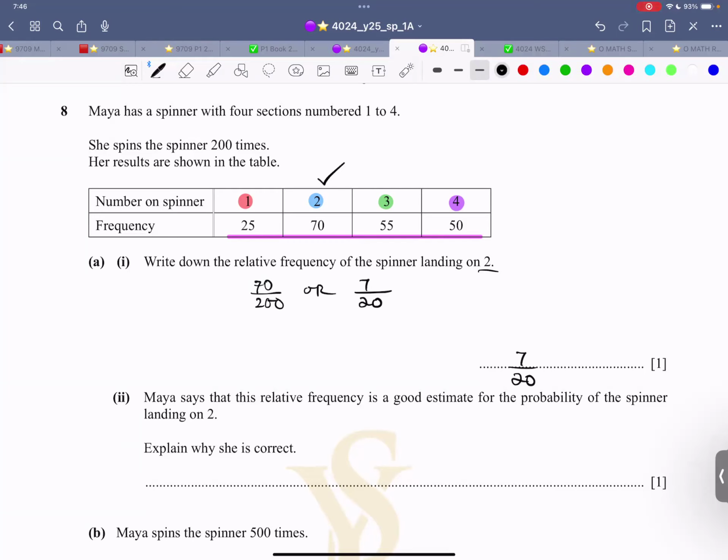There is no such rule as that. So this relative frequency can be written as a decimal. That is all good. It can be written as a fraction. That is all good, no issue. You can even write it in the unreduced form, that is 70 over 200.